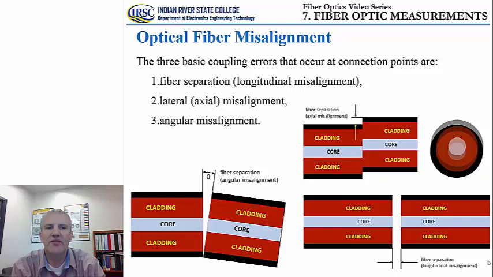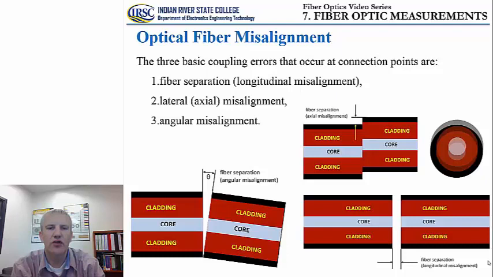The first one is so-called fiber separation or longitudinal misalignment. That type of misalignment you can see here on this slide on the bottom right corner. So we have two fibers that are axially aligned, but there's a small gap or separation between the two fibers. The second type of misalignment would be a lateral or axial misalignment, shown here on the right side, where the two cores are misaligned axially. And finally, we may also deal with an angular misalignment, shown here in the bottom left-hand corner, where two optical fibers are basically angularly misaligned. So there is a certain angular separation between the two cores of the optical fibers.